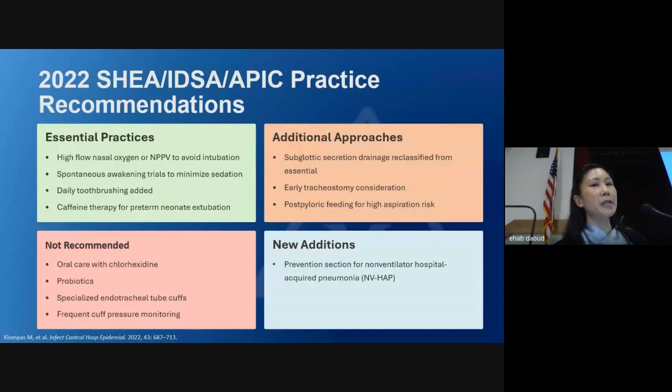Some of your additional approaches are things like your subglottic secretion drainage, early tracheostomy if possible, post-pyloric feeding, so making sure your patients get fed and you advance that feeding to decrease rates of aspiration. Things that are not recommended now are going to be your chlorhexidine, your probiotic administration, specialized ET tubes or endotracheal cuffs, and frequent cuff pressure monitoring. Those kinds of things are not recommended anymore. And then there's this new addition of prevention for non-ventilator hospital-acquired pneumonia.